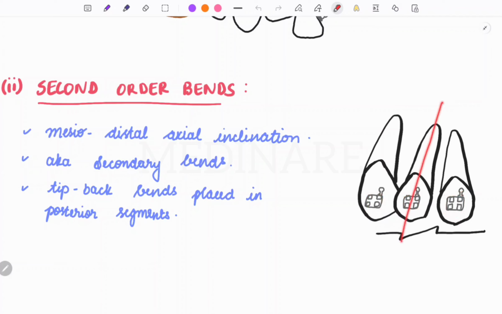The long axis of this particular premolar is tilted towards the distal side. So to bring it back to the normal inclination of that tooth in correspondence with its normal torque, we have to place a bend in the archwire that we are going to insert in the horizontal slot in such a way that it changes its inclination, the mesiodistal axial inclination. Here this is the long axis of this first premolar. It has to be converted into this inclination. For that we are using the second order bends when we place the arch wire. Okay, this is the second order bend.